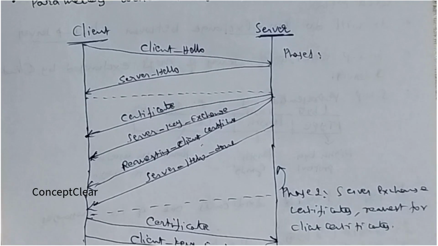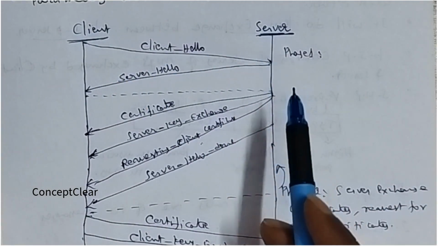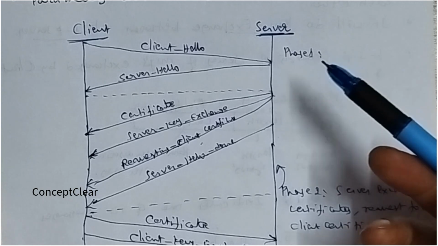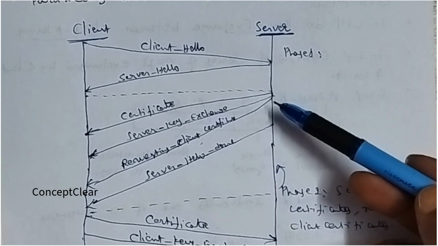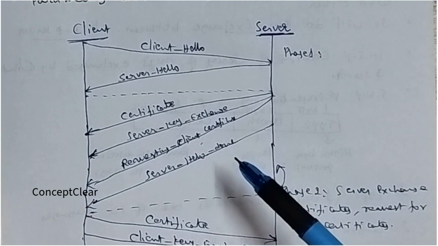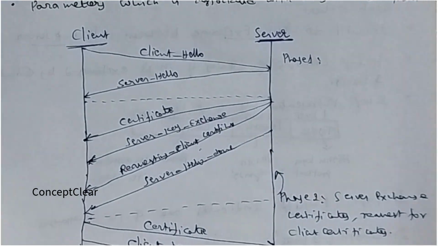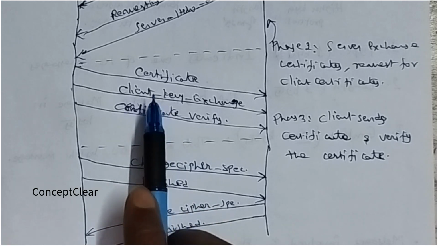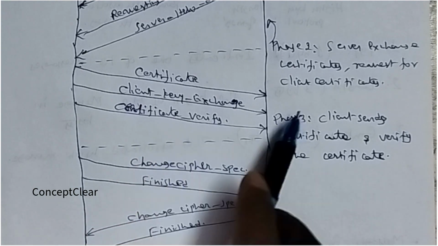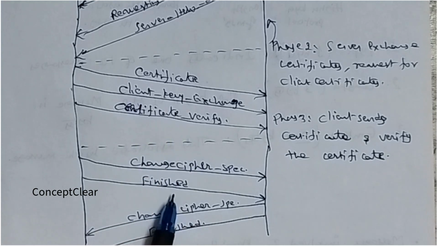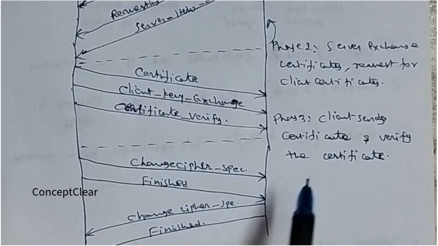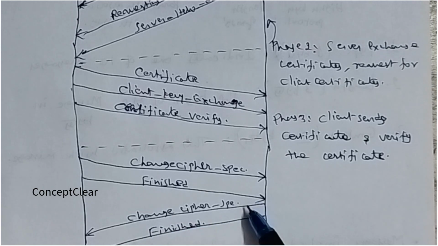In the first phase, the client sends the hello message and the server sends the hello message. Both client and server validate their details. In the second phase, the server sends all the authentication details: his own identity proof and his key for exchange. In the third phase, the client sends its certificate and key exchange, and finally validates the server certificate. In the fourth stage, the client sends change cipher specification and finish, and the server will also send change cipher specification and finish.